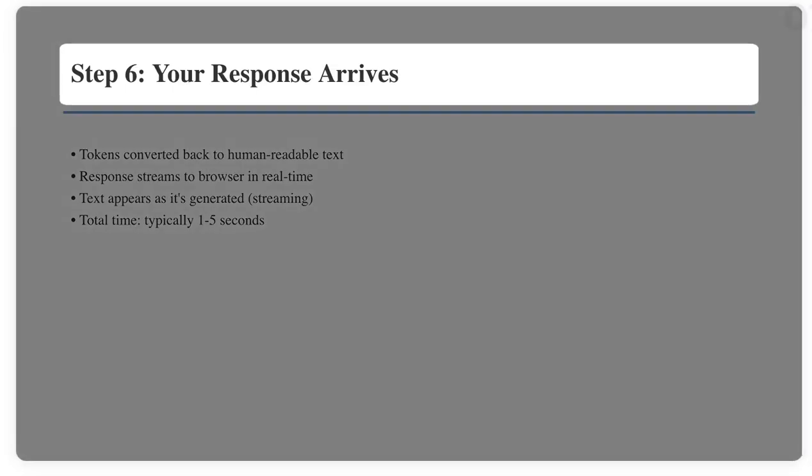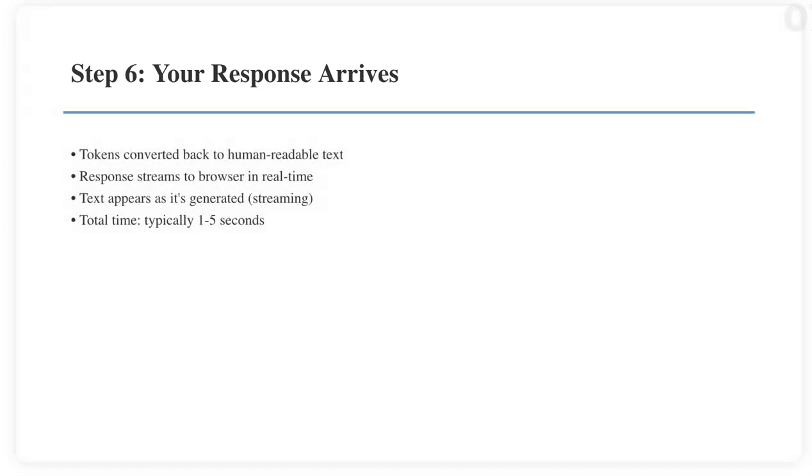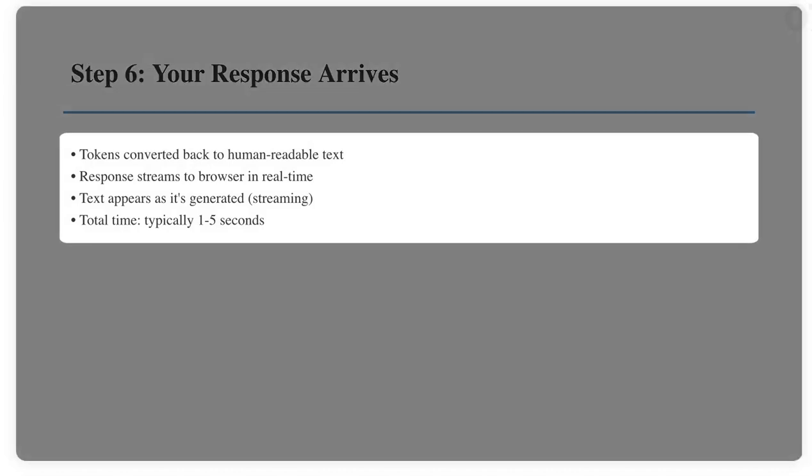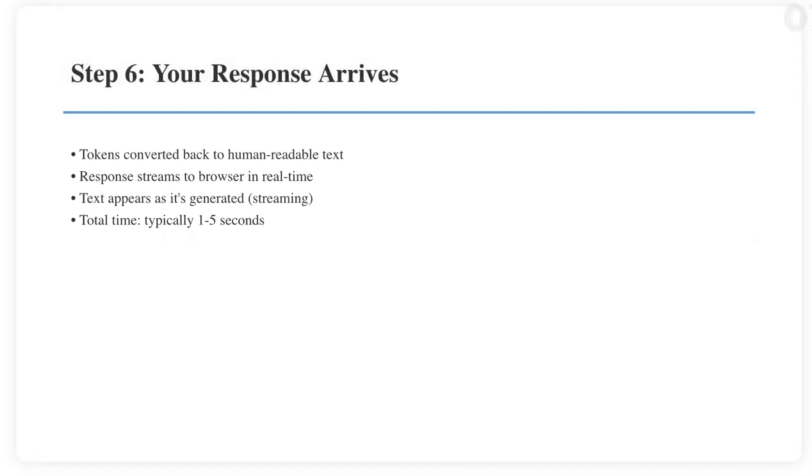Now we've reached the final step in our journey. After all that processing, tokenization, neural network computation, and safety filtering, your response is ready to arrive back on your screen. Here's what happens. Those tokens we've been talking about get converted back into human readable text. Remember how your message was broken into tokens? This is essentially the reverse process. But here's something really cool. The response doesn't wait until everything is complete before showing you anything. It streams to your browser in real time.